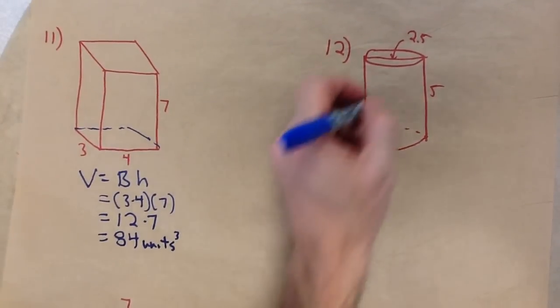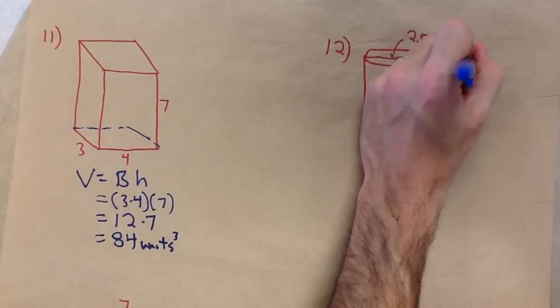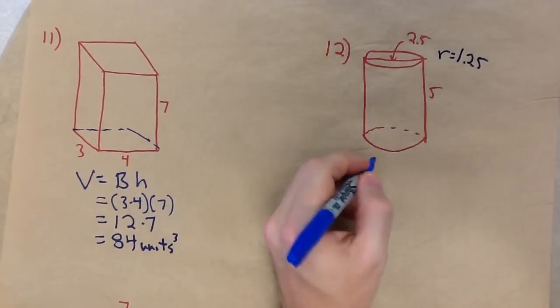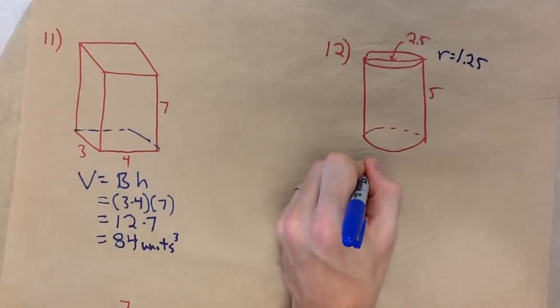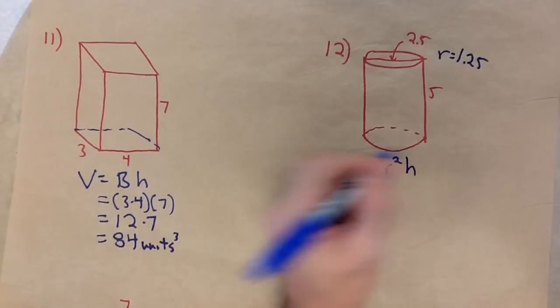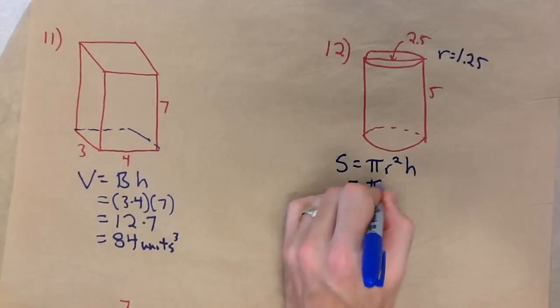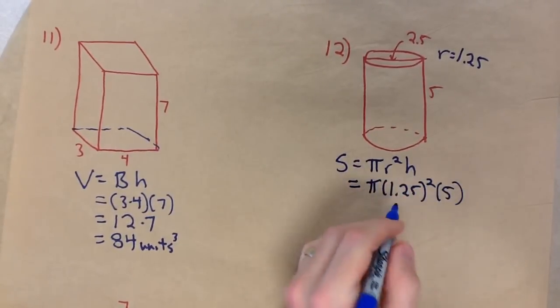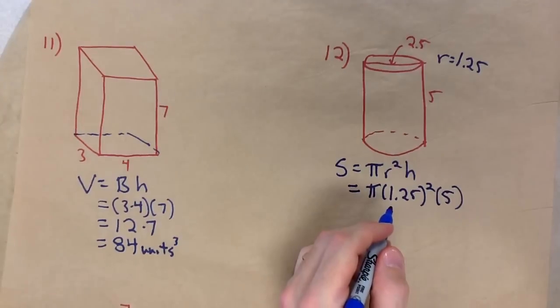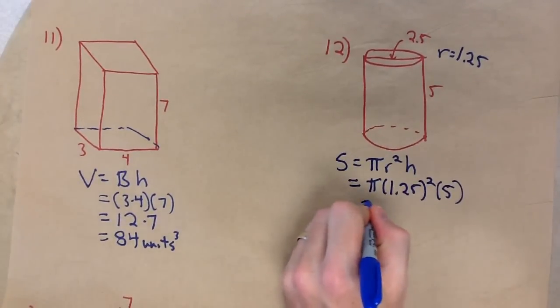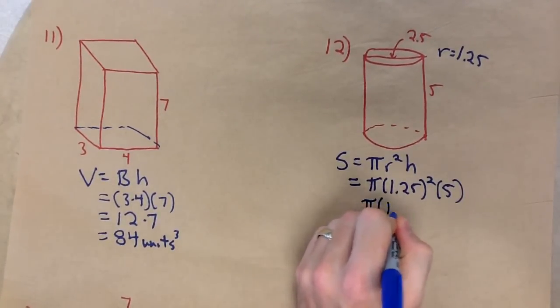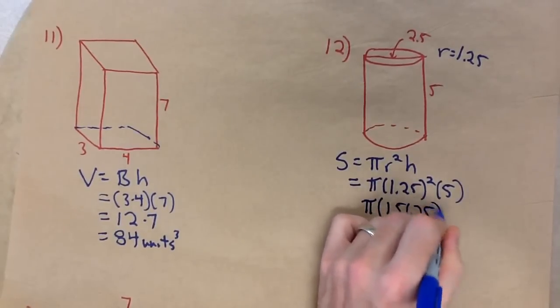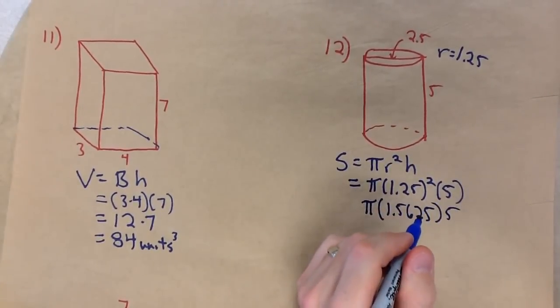Number 12, our radius is 1.25 because we need half of the 2.5. Since it's a cylinder, it's pi r squared times height. So that's pi times 1.25 squared times 5. 1.25 squared is 1.5625. We're going to multiply that by 5.